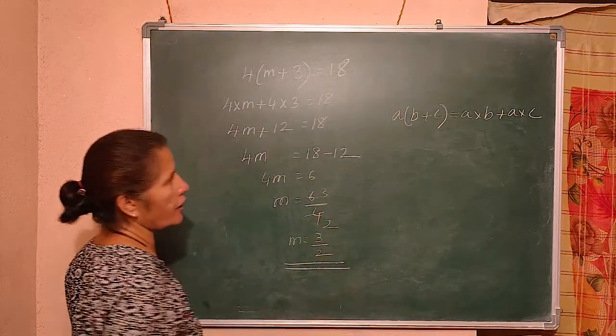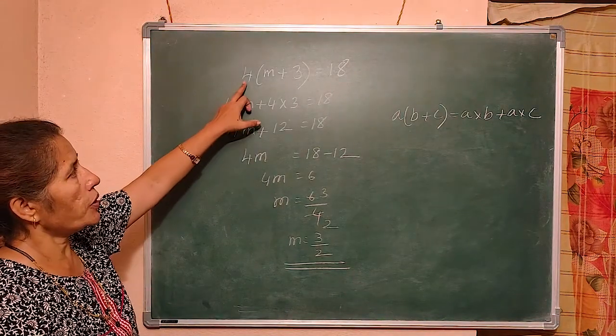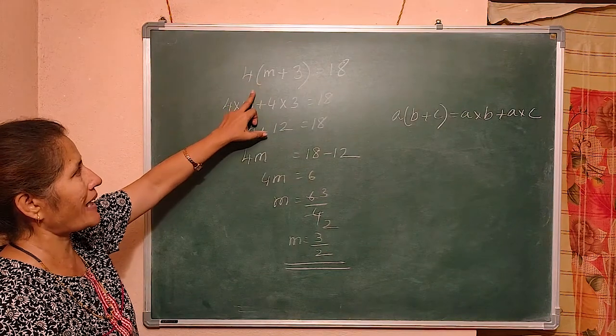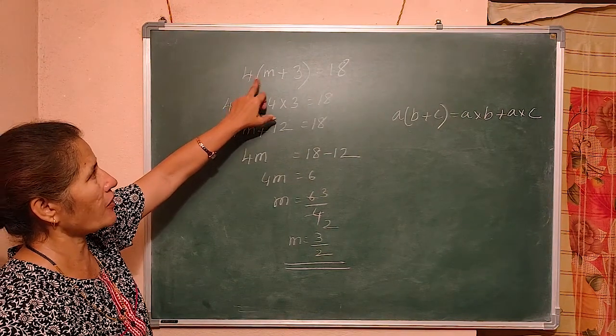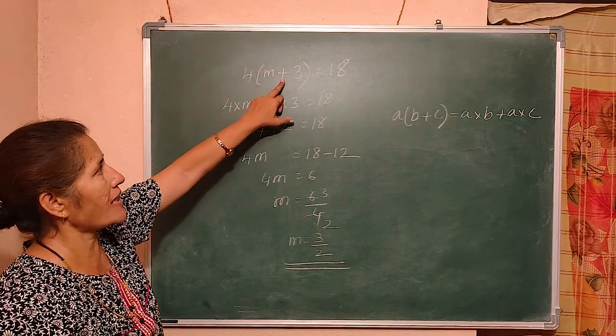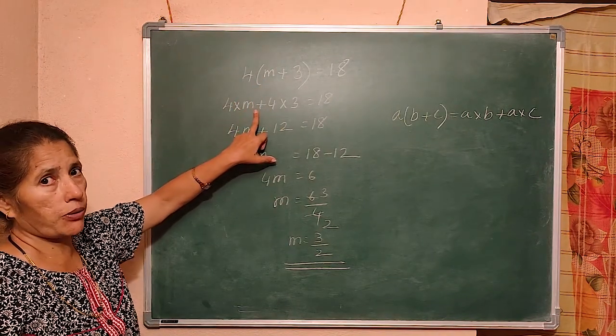So very easily you can solve. By the distributive property, you have to take out the bracket. When you take out the bracket, if there is plus sign in between, plus sign here. If there is minus sign, minus sign here. You understand?